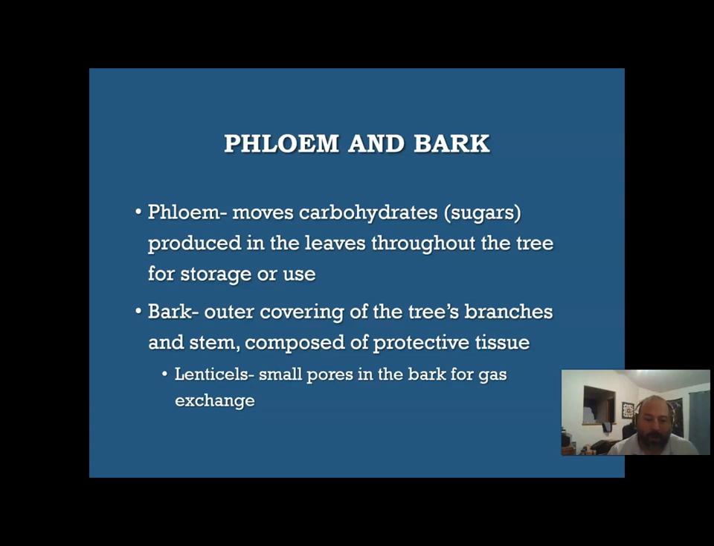We also have bark. Phloem is sometimes referred to as inner bark, and what we think of as bark is outer bark. Bark is the outer covering of the tree's branches and stem, composed of protective tissue. You can also sometimes get bark on roots as well. And what we could also see within the bark or in gaps in the bark is lenticels. Lenticels are small pores in the bark for gas exchange.